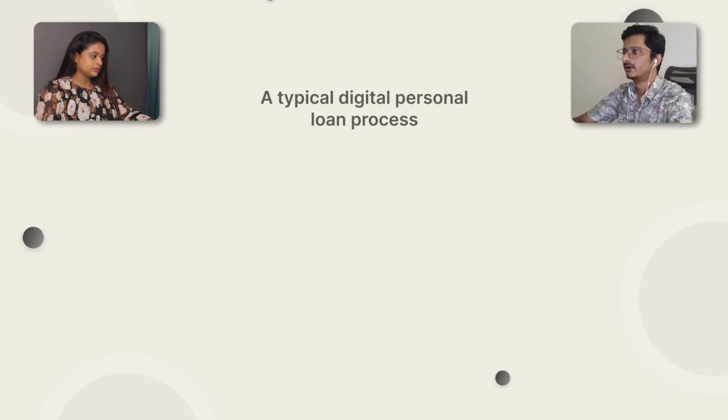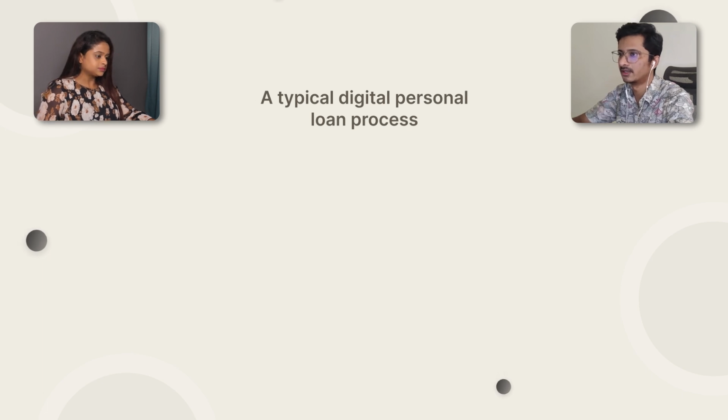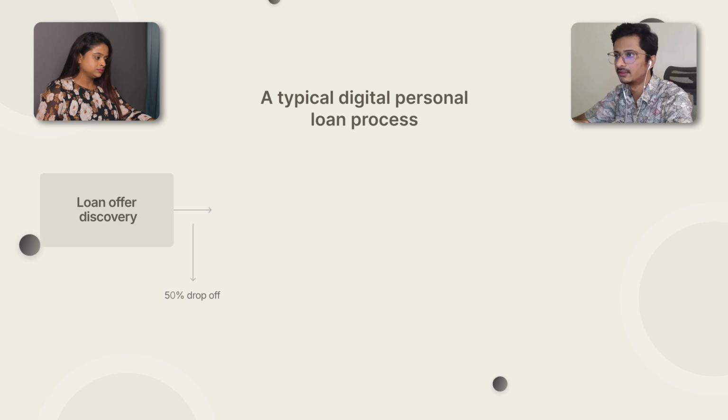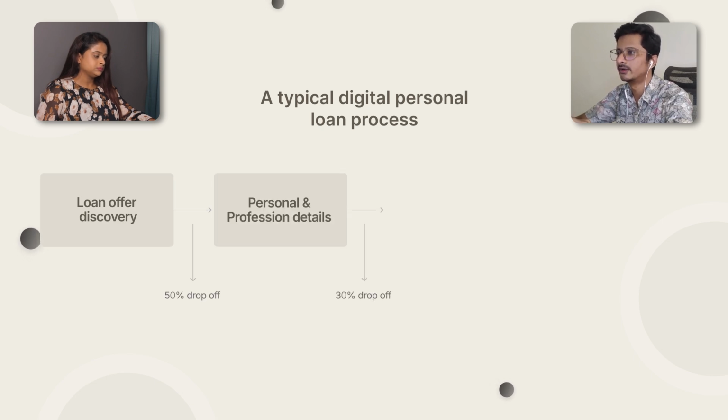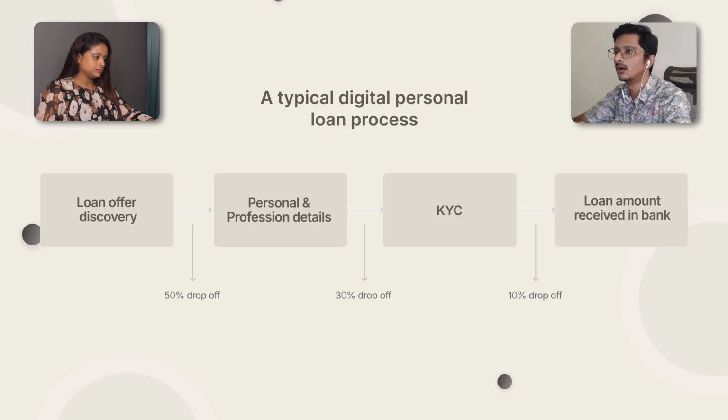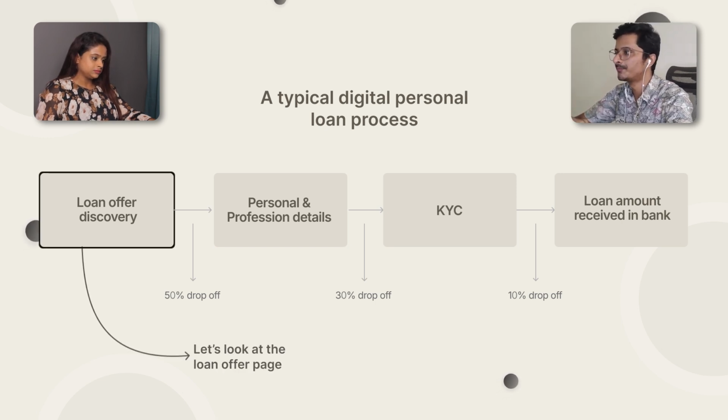Thanks, Vaishnavi. Hi, everyone. So, a typical digital personal loan through an app has a bunch of steps, and it starts with the offer discovery. Then you fill in your personal and professional details, you do your KYC, and then you receive the amount in your bank. Today, we'll just be looking at the first step of this process, which is the offer discovery.